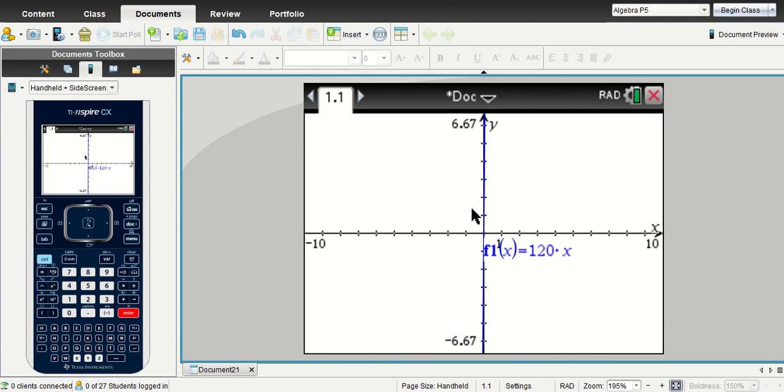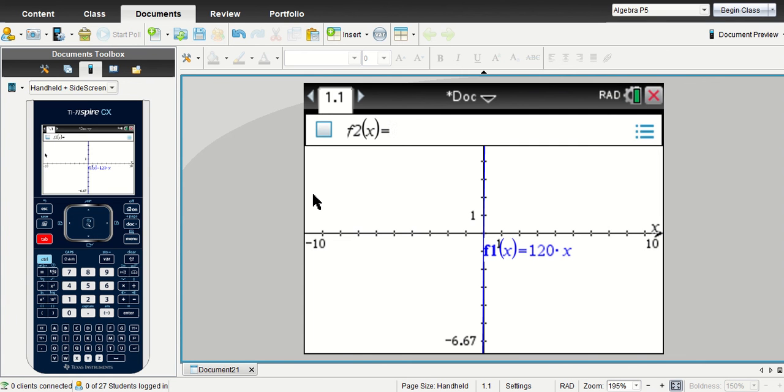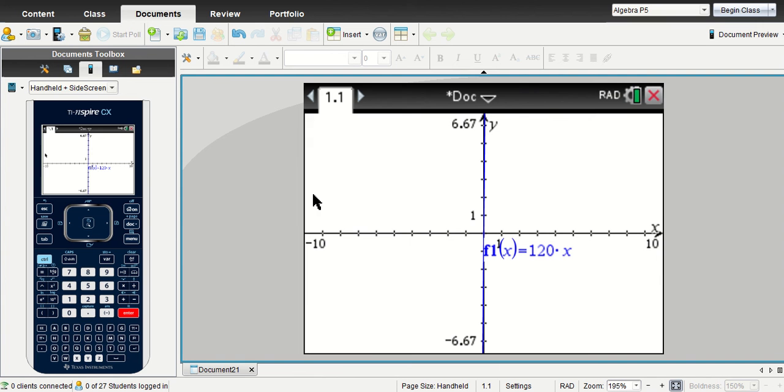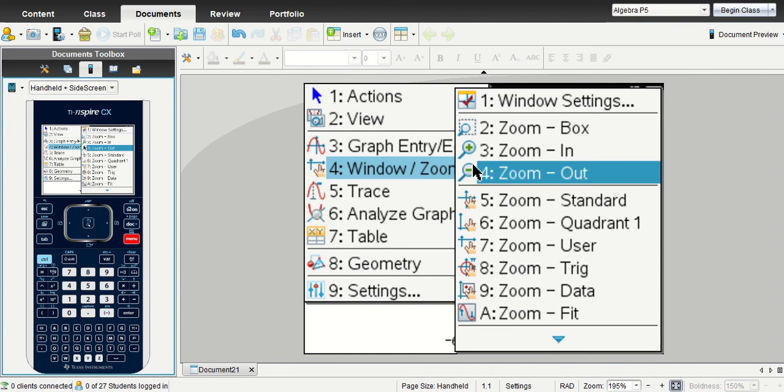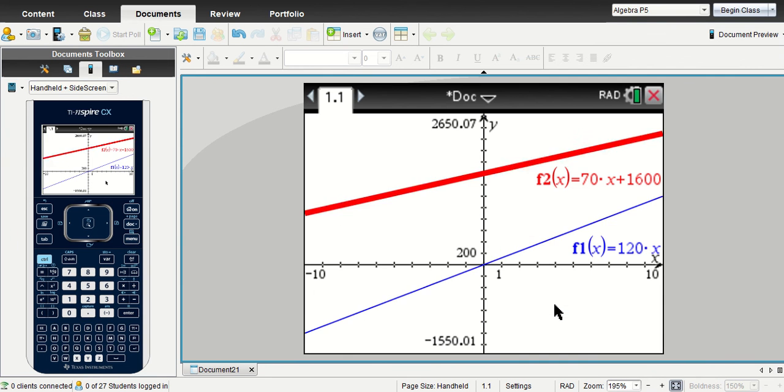You can see it's super small right here because at 1, it's at 120. So it almost looks like it is the x-axis. It's just a little bit off. And then tab, and we're going to do 70x plus 1,600. And this one we can't even see. So what we want to do is zoom out here. We go to Window Zoom, and if we do Fit, you can see it makes our stuff bigger. And oh, look at that, we can kind of see our lines.